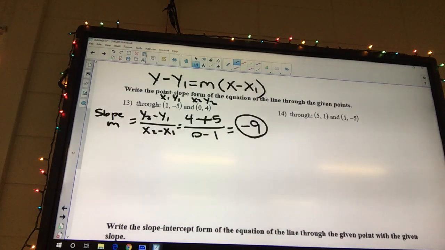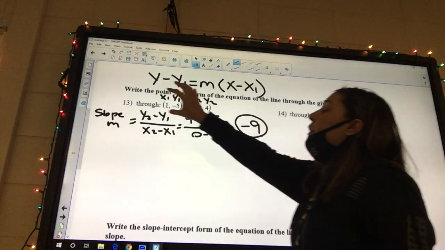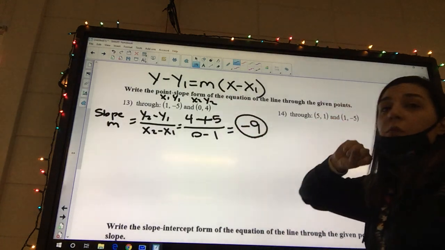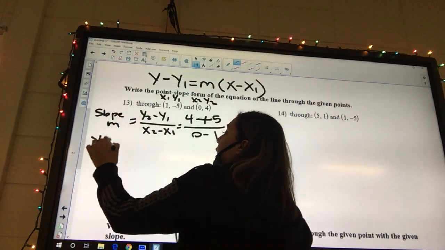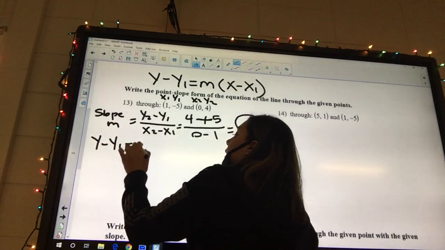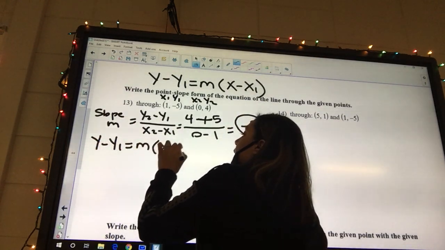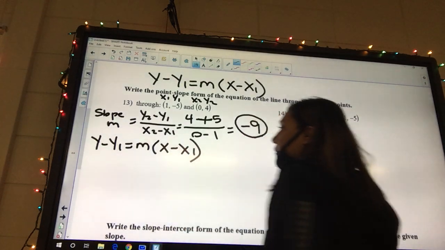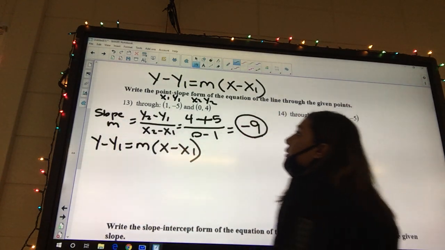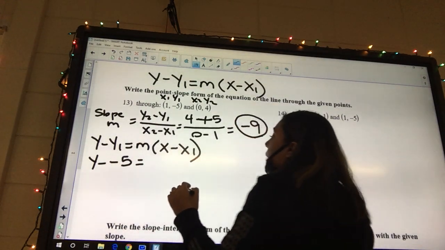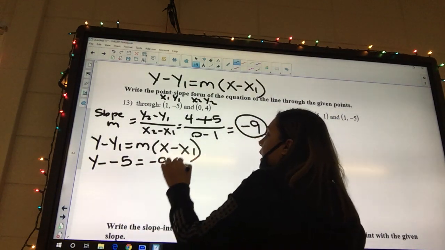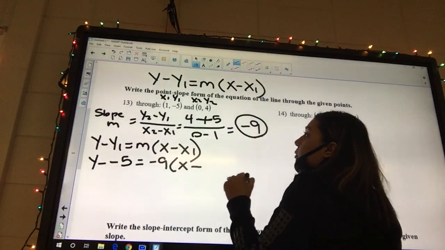Our slope is -9. Okay, and so now we have some points, and we have a slope, and so we can use the point slope formula. Okay, which is y minus y1 equals m(x minus x1). And so I can say y minus -5. Well, my m is -9. x minus my x1 is 1.